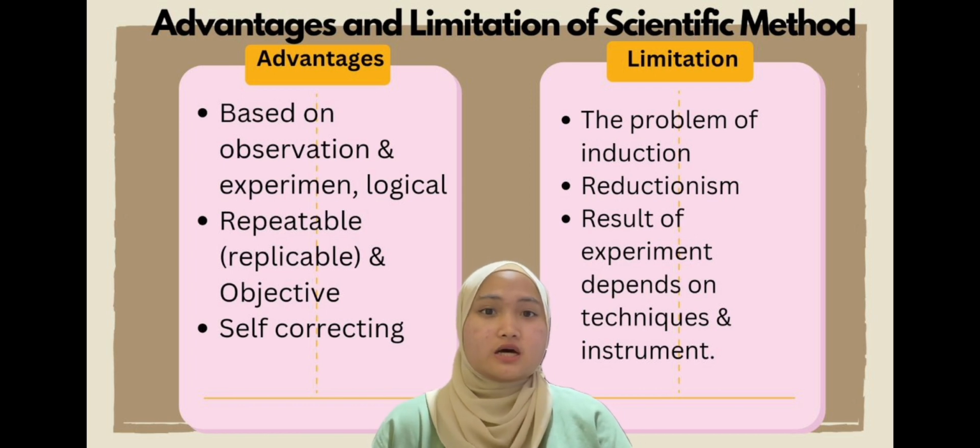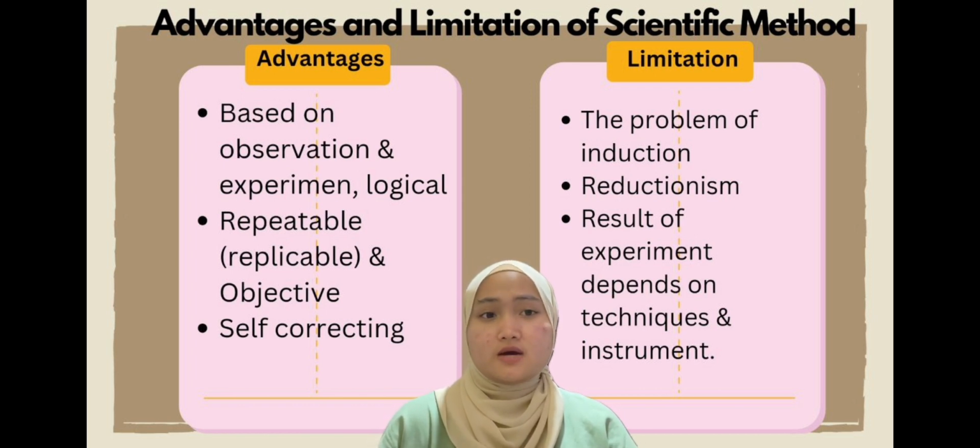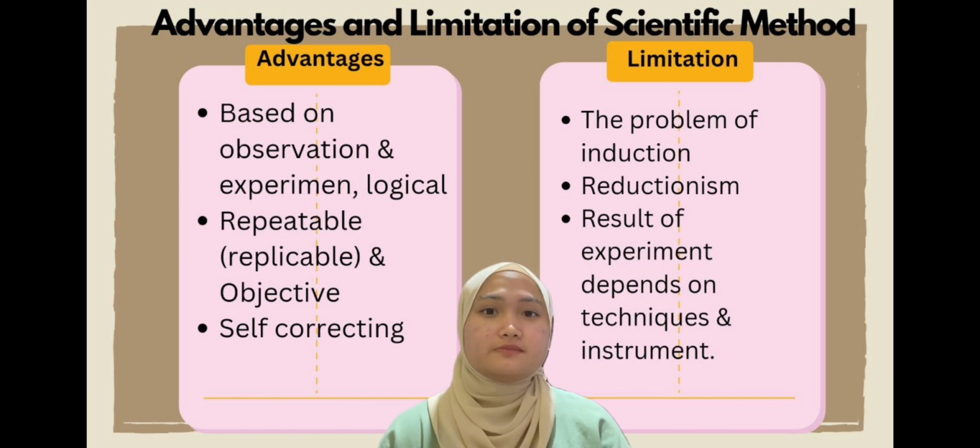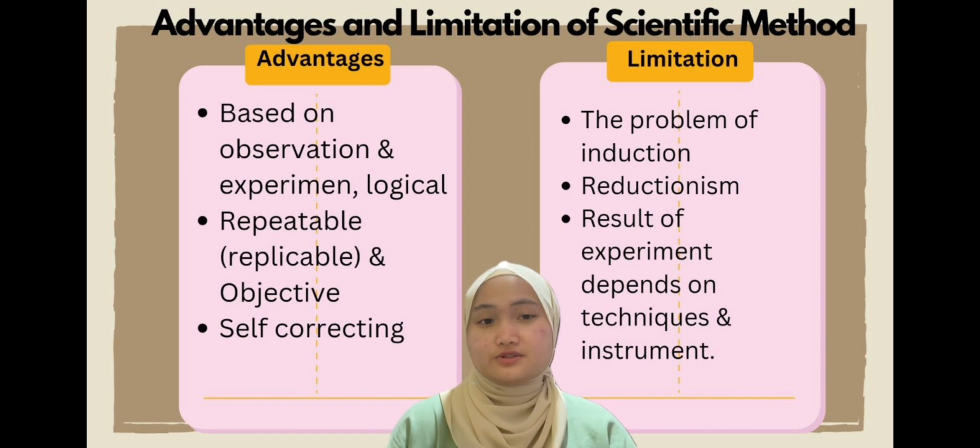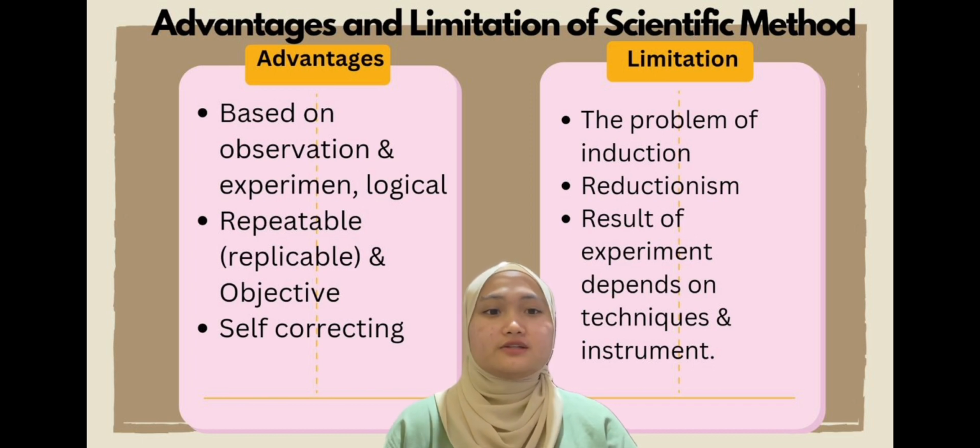For limitations, first, the problem of induction, making a general conclusion from a limited number of observations, so science is not absolutely true. Second, reductionism, treating science like a math equation. Lastly, the result of an experiment depends on techniques and instruments.